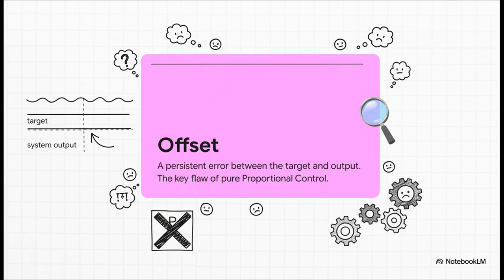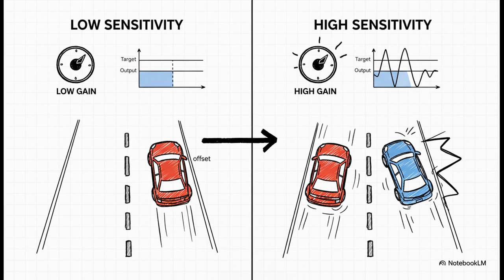It's a catch-22. Now, you might be thinking, well, just make the controller more aggressive. Crank it up. And you can do that. By making it more sensitive, engineers call this increasing the gain, you can definitely shrink that offset. But you just end up trading one problem for another. A super-sensitive controller tends to overreact, causing the system to wildly overshoot the target and then oscillate back and forth, kind of like a really shaky, nervous driver. So no, we need a much smarter strategy.